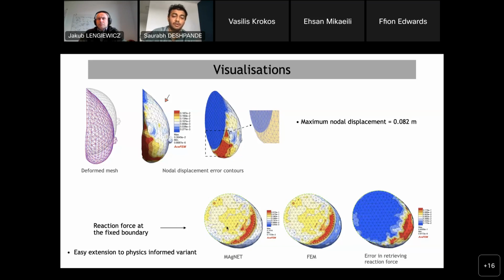Also, we plotted the reaction forces generated at the fixed interface using this data-driven approach, and we can see that MagNet is doing quite decently when compared to the FEM solution. Of course, the performance can be far improved by incorporating relevant information about the residuals as well as the fixed boundary condition in the training procedure. But that's out of scope of the present work, which will be done soon.